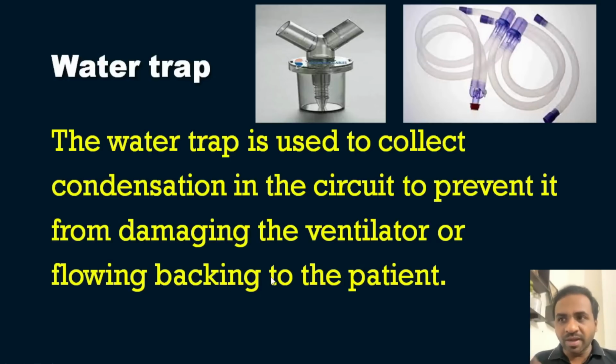To prevent that, under gravity, the water will be collected in this area, which is known as the water trap. It is attached to both limbs of the ventilator circuit, both the expiratory and the inspiratory limbs, and you can see here how it is attached. So this is the water trap. The other options we will also see.